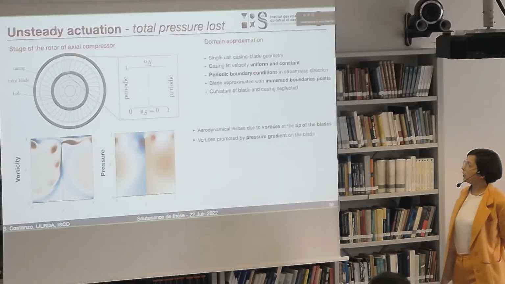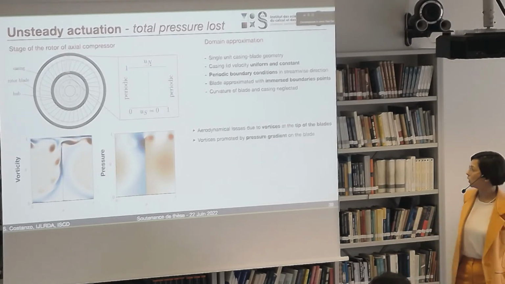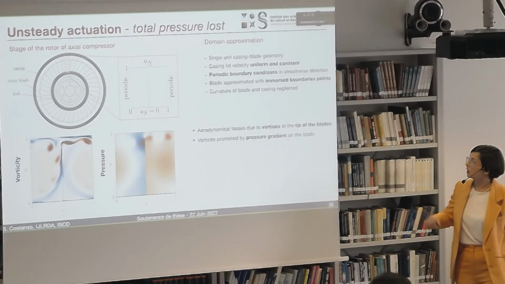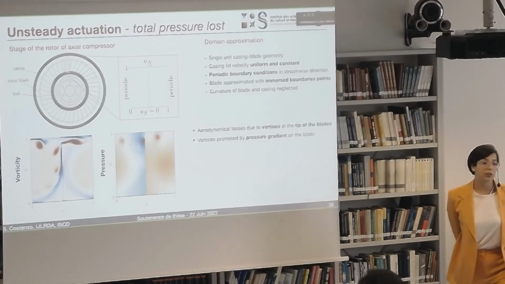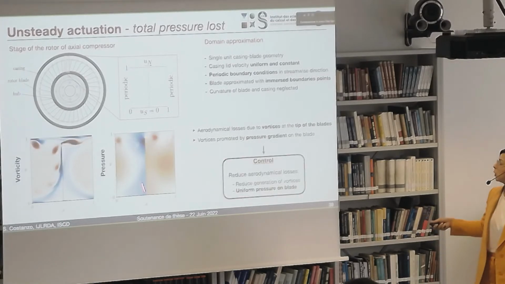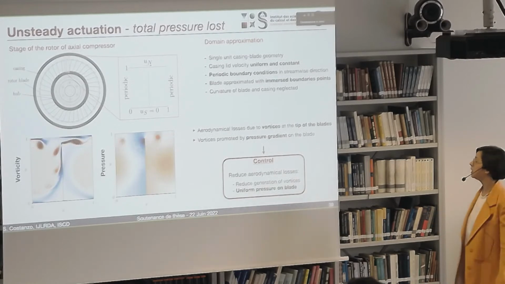So this is the flow we get. We have the vorticity and the pressure, and we see that we have many impacts on the back of the blade. The vorticity here and this impact cause aerodynamical losses. So what we want to do is to try to uniform the pressure on the blade and reduce the pressure gradient in the front and in the back of the blade.